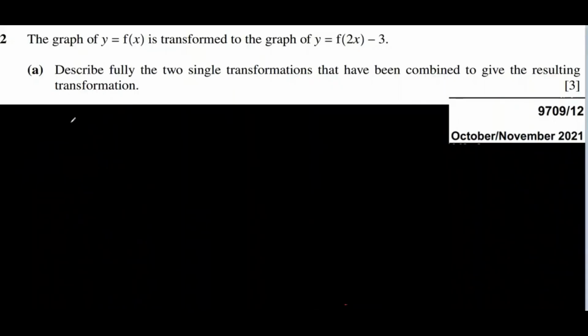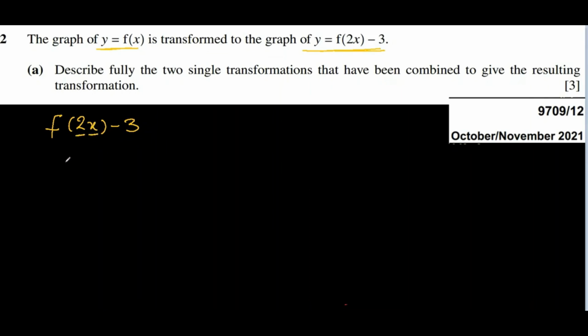Question 2, part a. They say that this is the original function, and it has been transformed to this. We have to fully describe the two single transformations in this one. So f of 2x minus 3 is the transformed form. So we can see that the x has been doubled here.